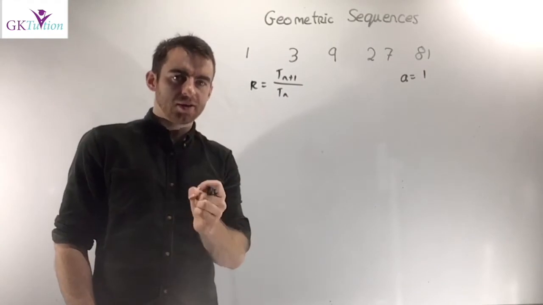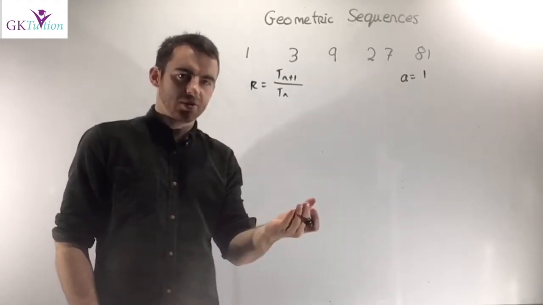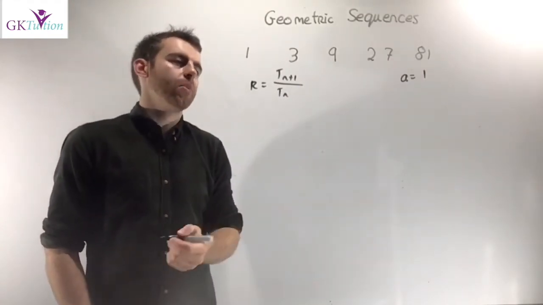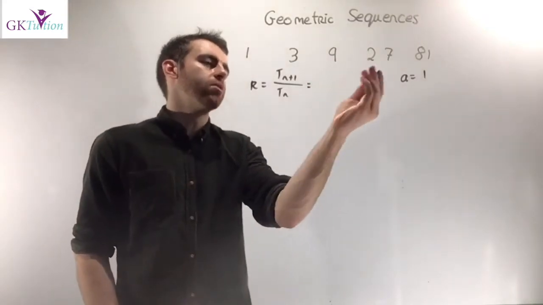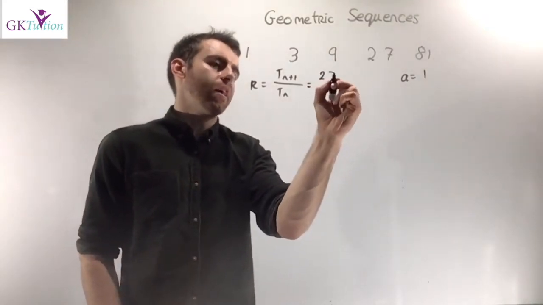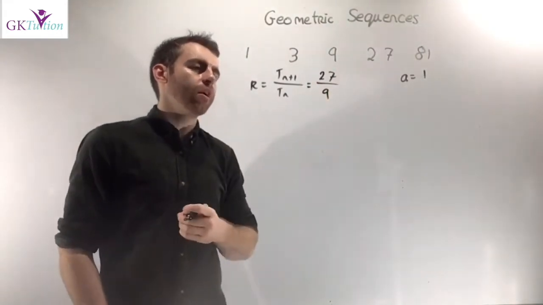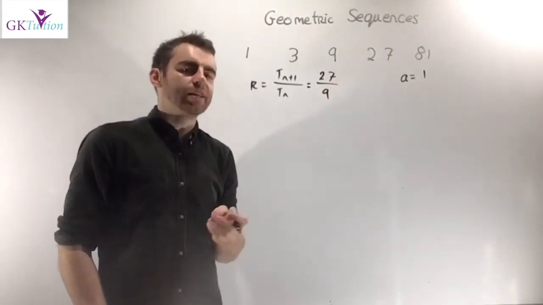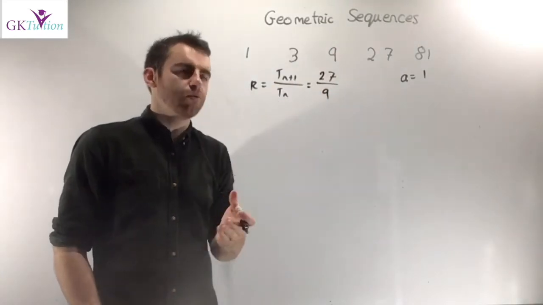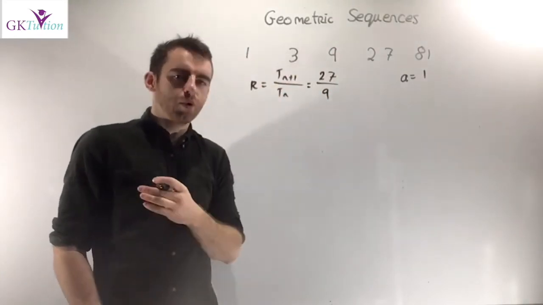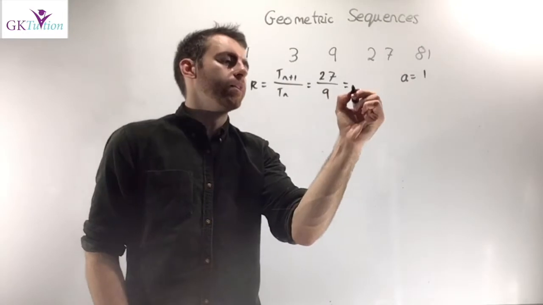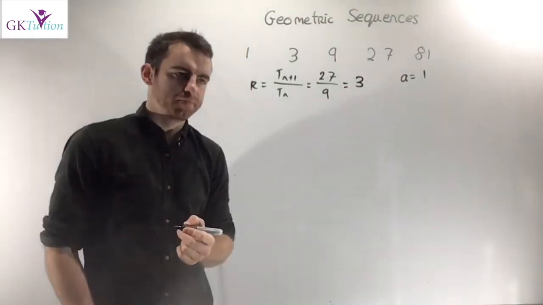It is not any term divided by the next term. It's dividing by the previous term. So in this case, I could take any term in this sequence, let's say 27, and divide it by the previous term. 27 divided by 9 is the same as 81 divided by 27, is the same as 9 divided by 3, which is the same as 3 divided by 1. No matter what way I do it, in this case the common ratio is 3.